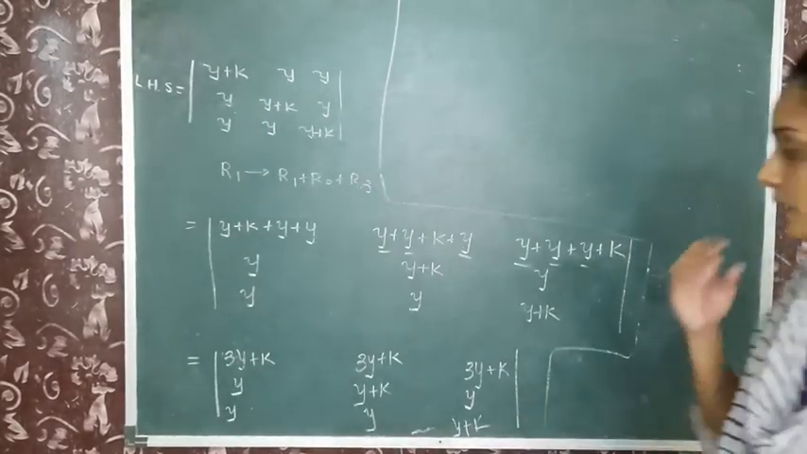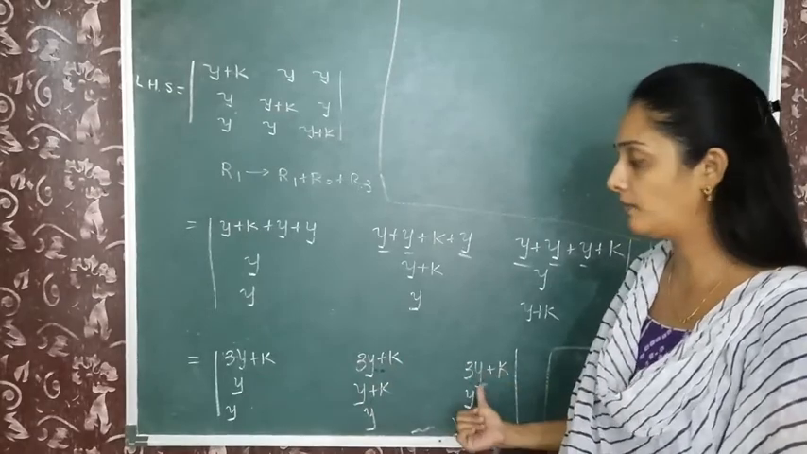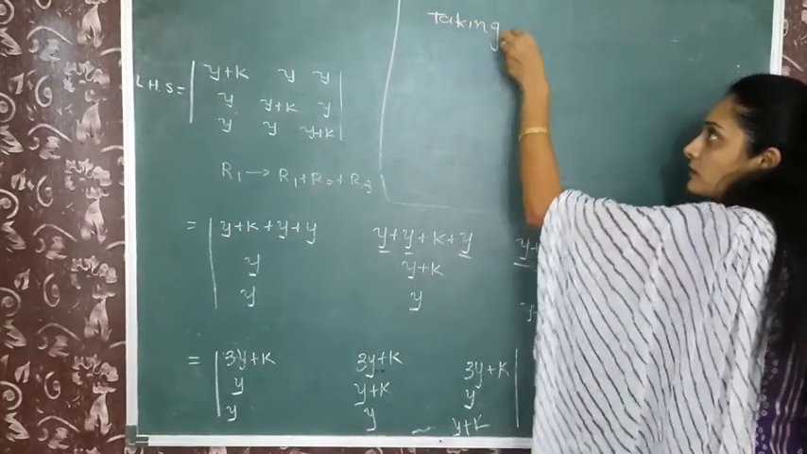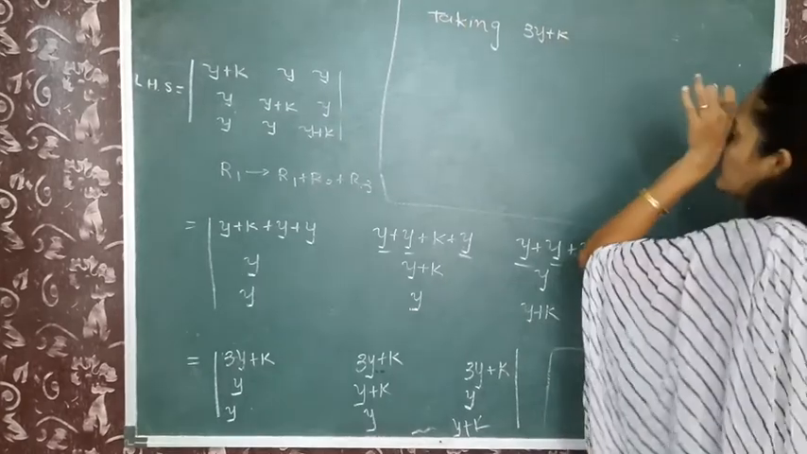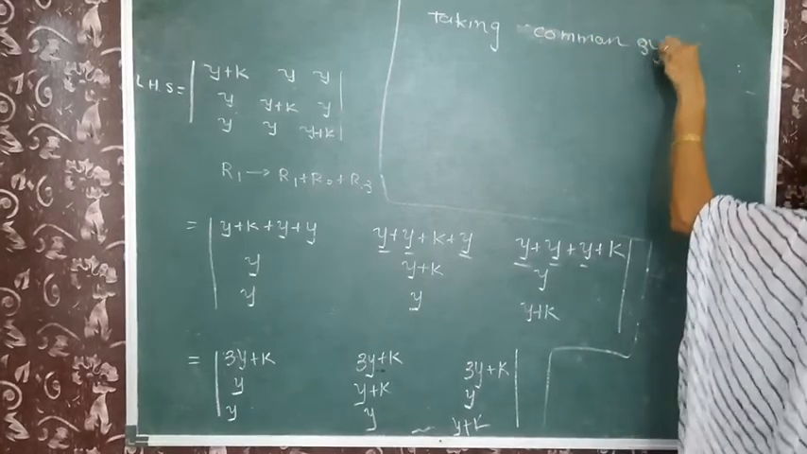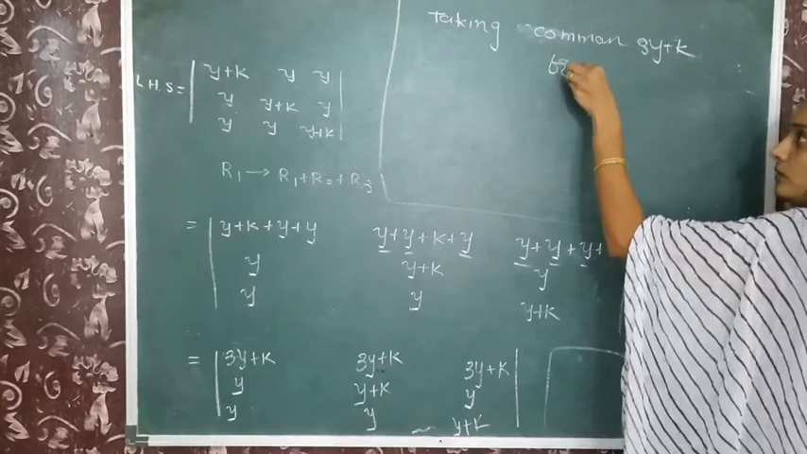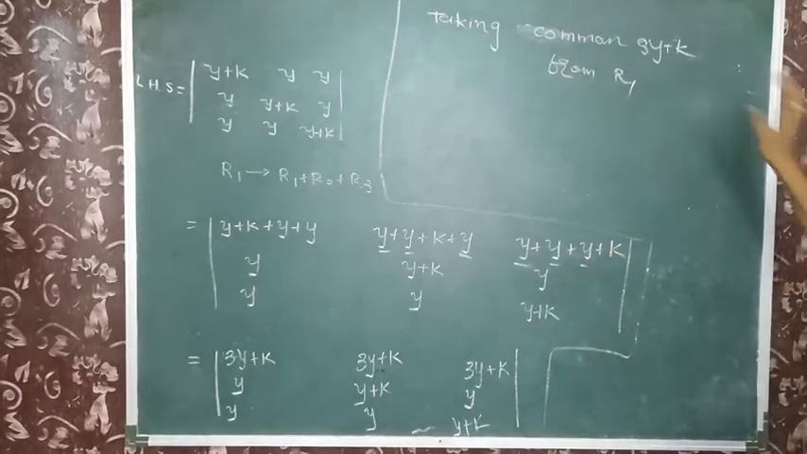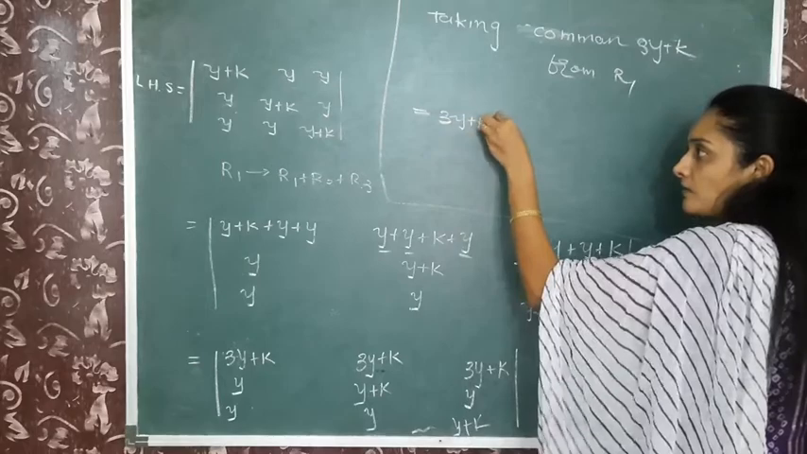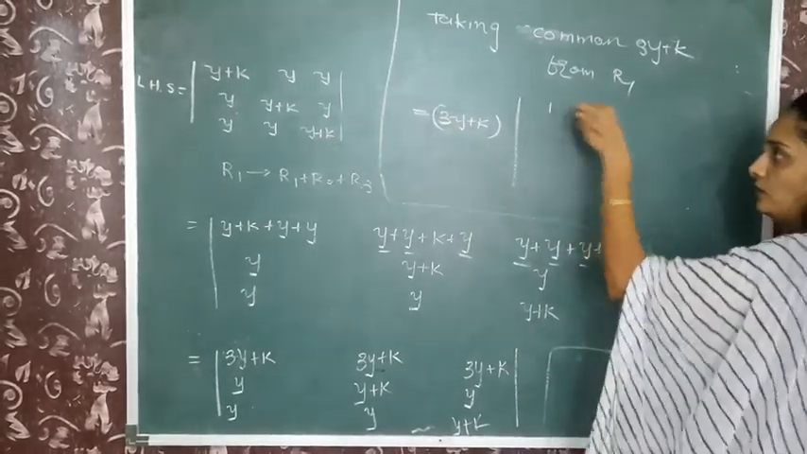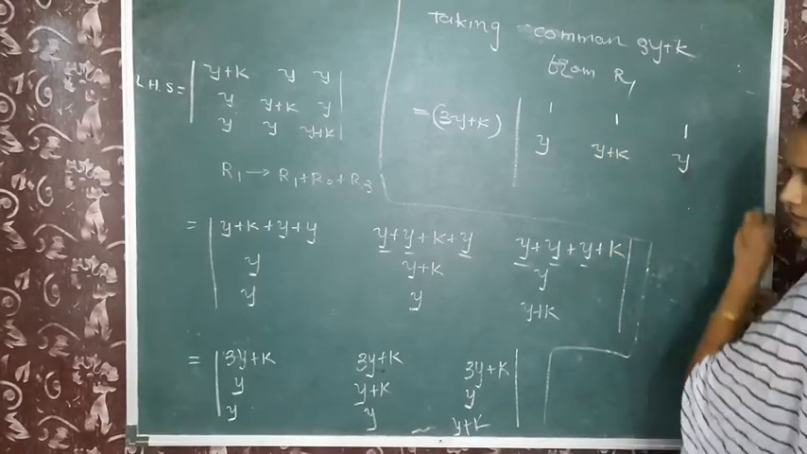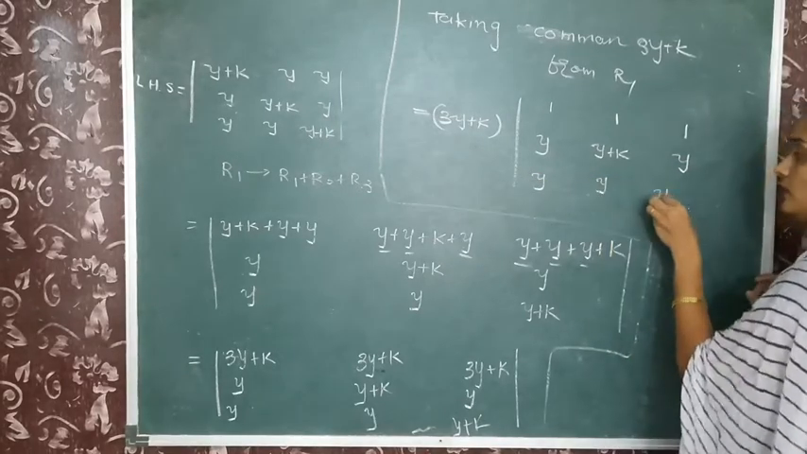Now you can see 3y plus k is a common element in first row. Okay, so taking 3y plus k common from R1. So now we have 3y plus k and the determinant is 1, 1, 1 in the first row, y plus k, y, y in the second row, and y, y, y plus k in the third row.